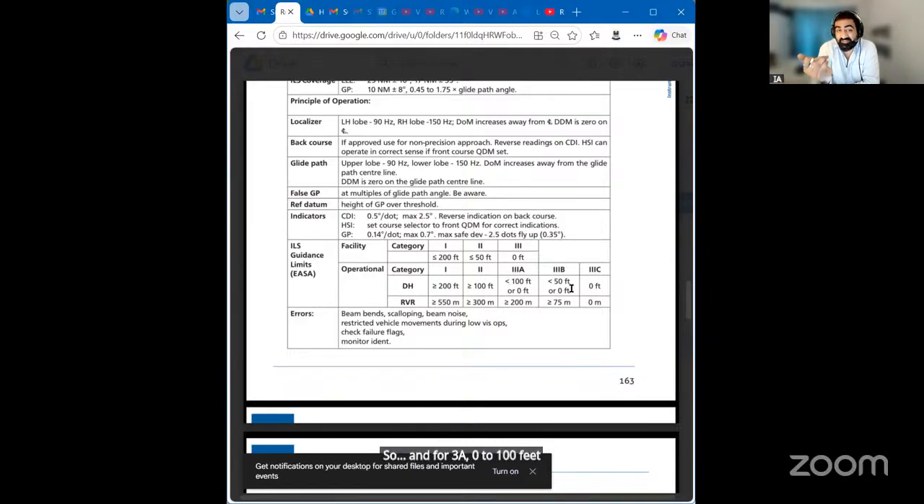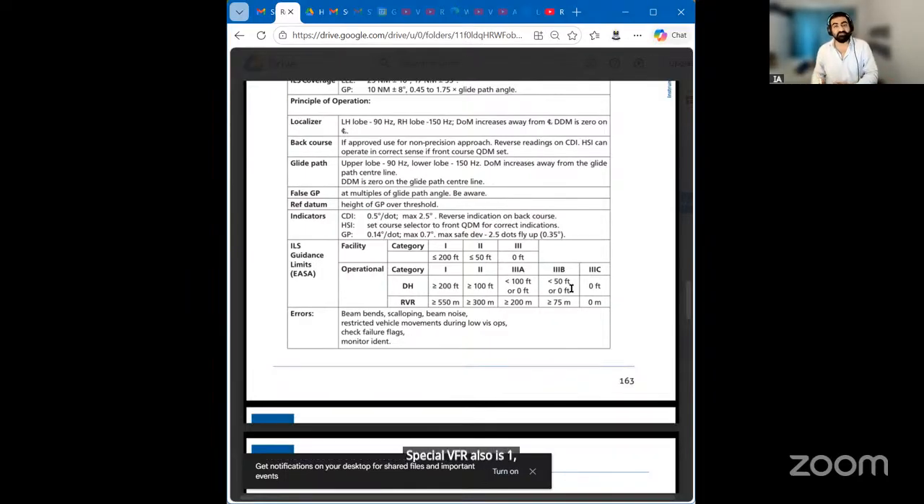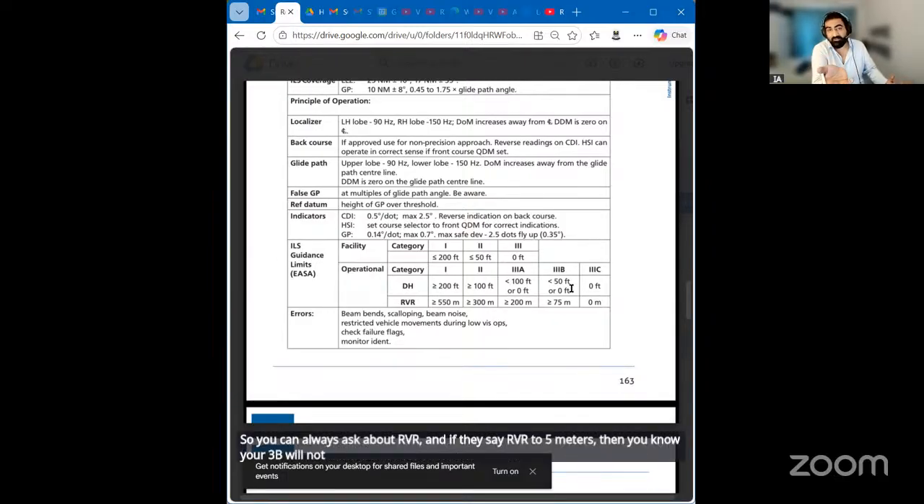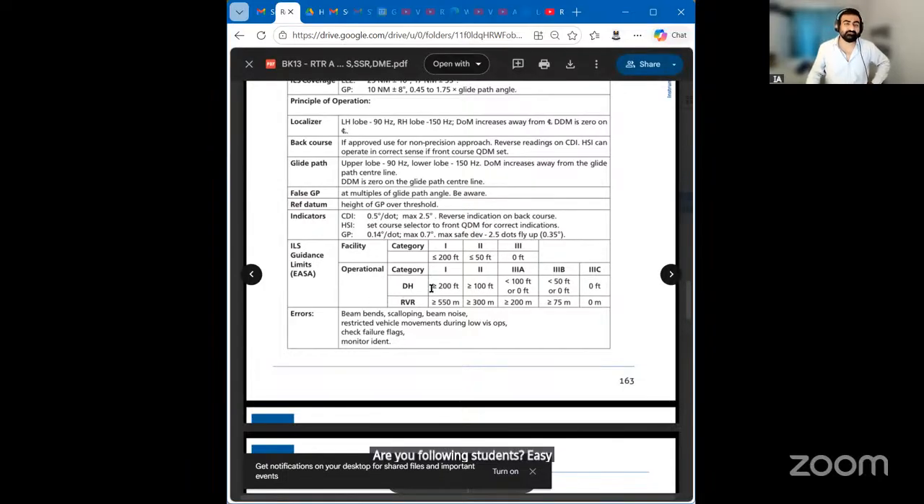And look at the RVR, 3B, 75 meters. So you will at least need 75 meters to land. Visibility 75 meters, out of how much? Special VFR is 1,500 meters. So 75 meters seems very less, but it could possibly exist also. So you can always ask about RVR. And if they say RVR 25 meters, then you know your 3B will not be able to land because you need more than or equal to 75 meters for 3B. Only category 3C will be able to land. Are you following, students? Easy? Affirm, sir.